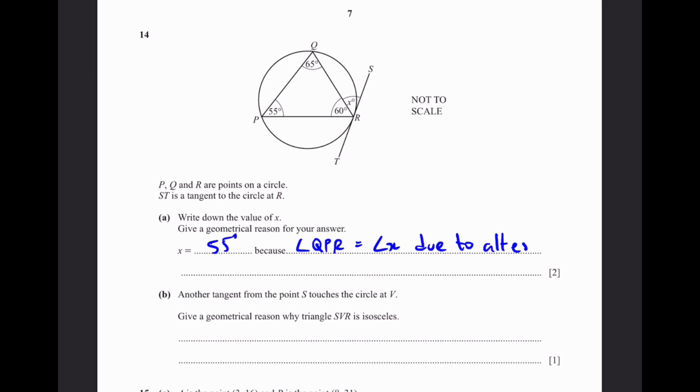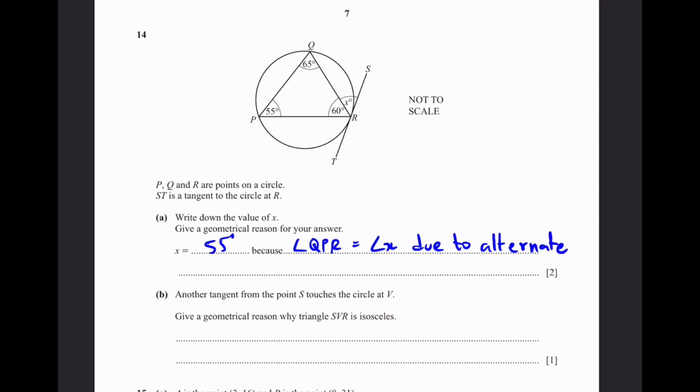alternate segment theorem. That's the answer. B. Another tangent from the point S touches the circle at V.